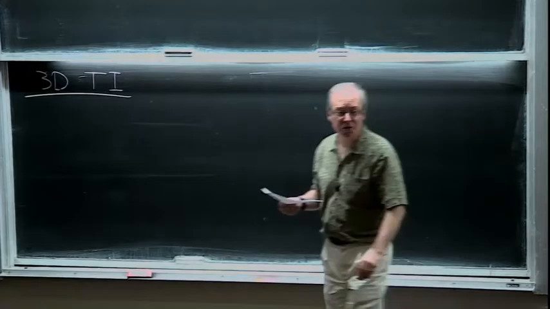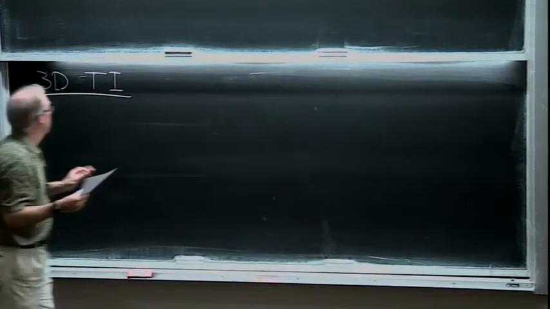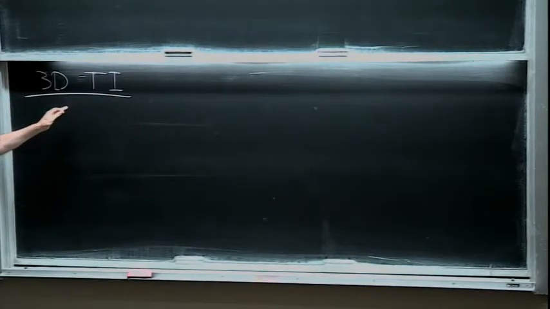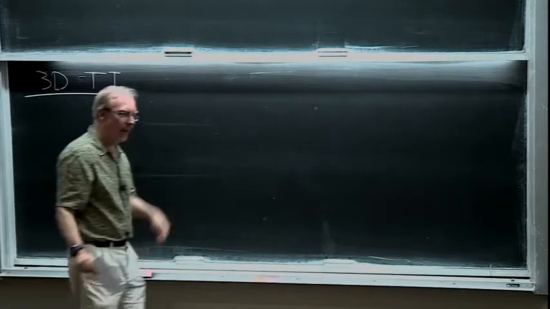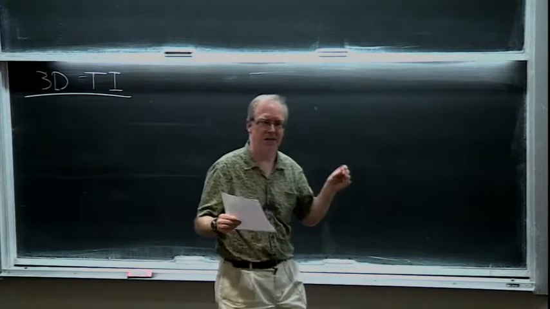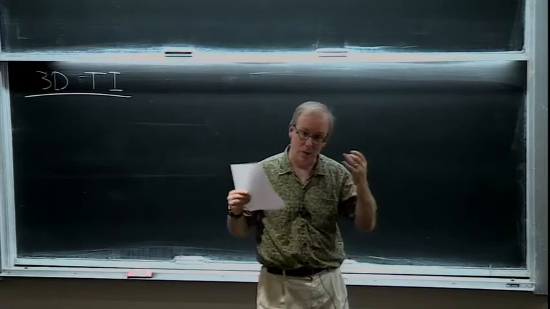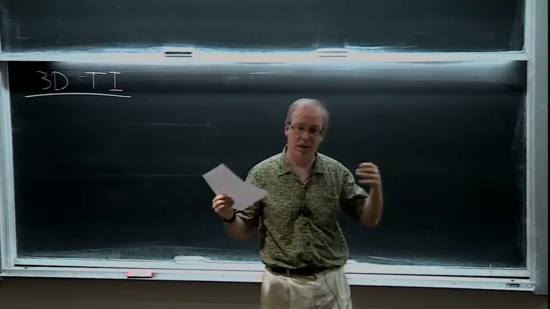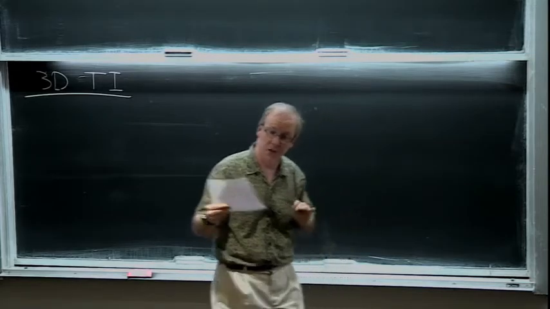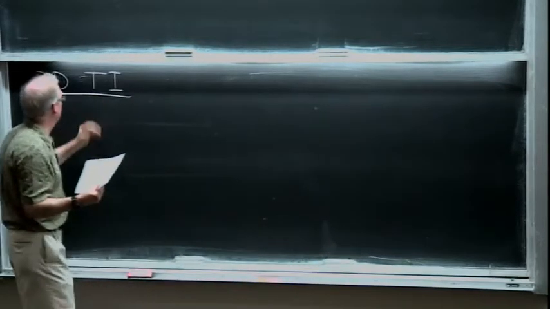Okay, all right. So welcome back. I want to spend a little bit of time telling you about three-dimensional topological insulators. And again, we got a lot of mileage in the two-dimensional case thinking about the edge. By thinking about the edge, we were able to think about what kinds of possible bulk states we could have. So let's take the same approach to thinking about the three-dimensional case.